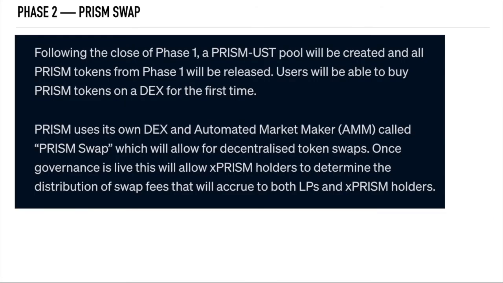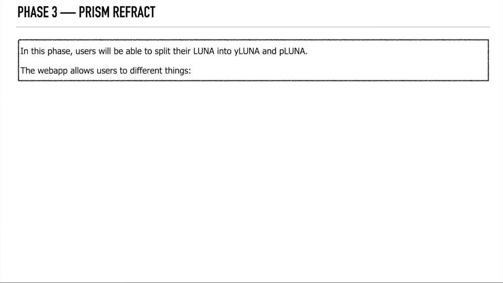Phase 2 is Prism Swap. Here, users can purchase Prism tokens from the Prism DEX for the first time. The Prism tokens from phase 1 are released during this phase. The third phase is Prism Refract. In this phase, you can bring your Luna and deposit into the Prism vault to mint C Luna. The C Luna can be refracted into Y Luna and P Luna.